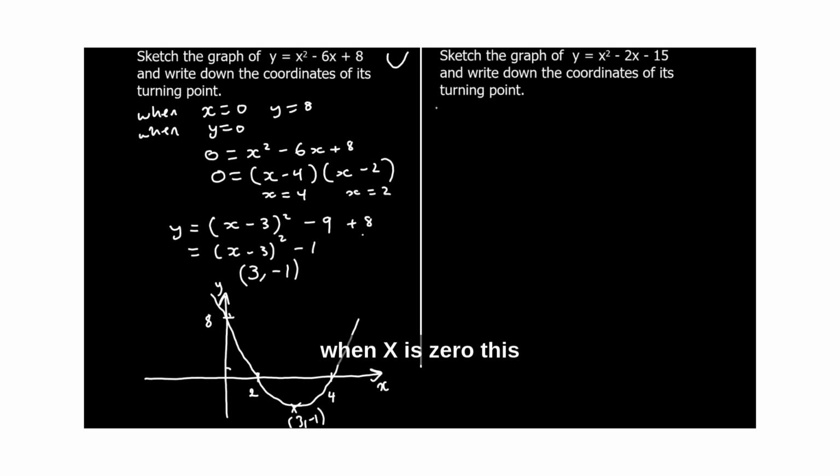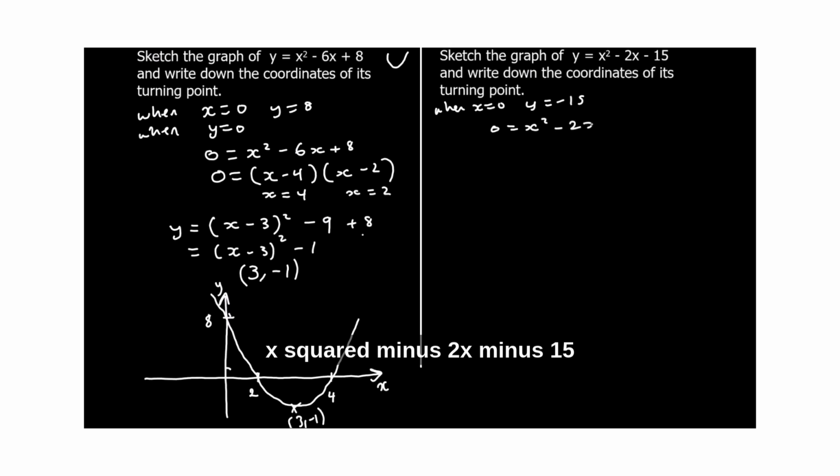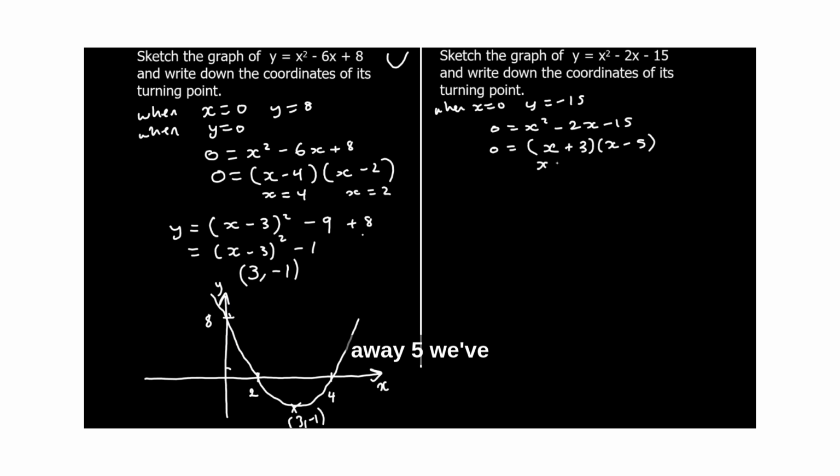So when x is 0, this time y is negative 15. And when y equals 0, you'll have 0 equals x squared minus 2x minus 15. Again, this one factorizes. It's 5 and 3, plus 3 take away 5. We've got negative 3 and 5, where it crosses the x-axis.